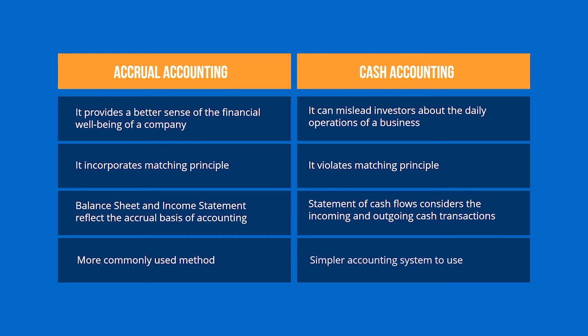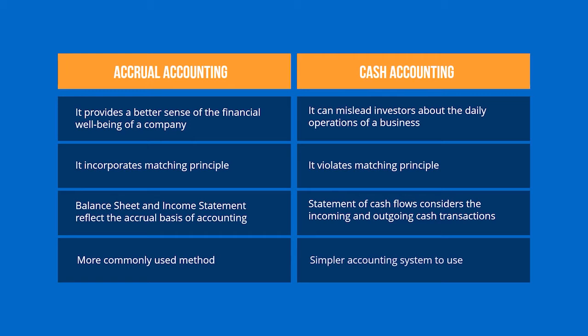The cash basis of accounting can mislead investors about the daily operations of a business. It is not accurate. The cash basis system delays revenue and expense recognition until cash is collected, which can mislead investors about the daily operations of a business. Accrual-based accounting incorporates the matching principle, whereas cash-based accounting violates the matching principle.